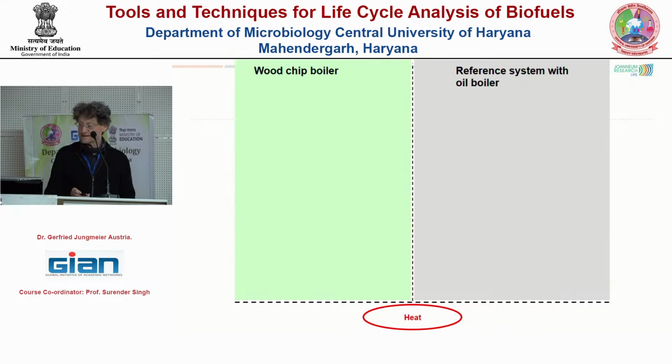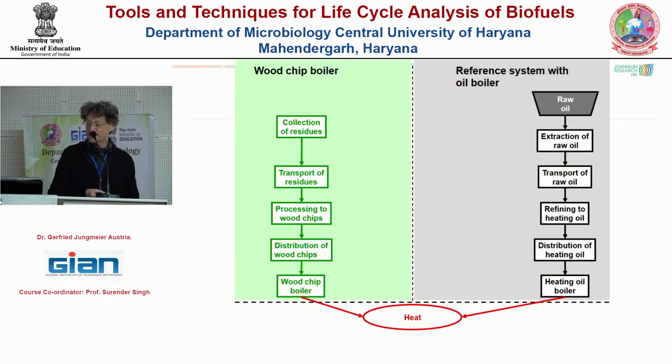I have two more examples. One simple example is the next one. It's a comparison of a wood chip boiler to a reference system with an oil boiler. In Austria, we had many oil heating systems in the past, and we put much effort to really substitute raw oil heating, because we're a cold country, so we need a heating in winter. Nowadays, oil heating systems are forbidden in Austria. So you're not allowed to build a new house and put in an oil heating system.